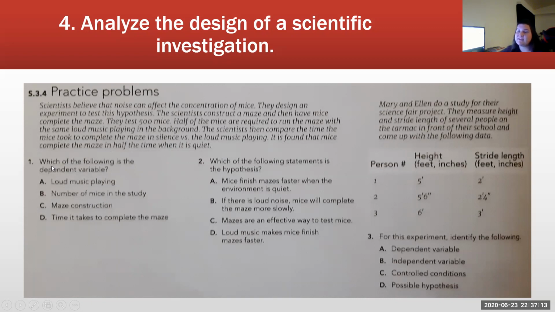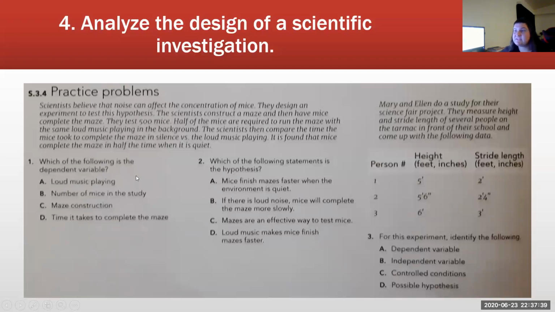Which of the following is the dependent variable? The loud music playing, the number of mice in the study, the maze construction, or the time it takes to complete the maze? So the dependent variable, what depends on the other aspects, is D, the time it takes to complete the maze. The loud music is the independent variable.